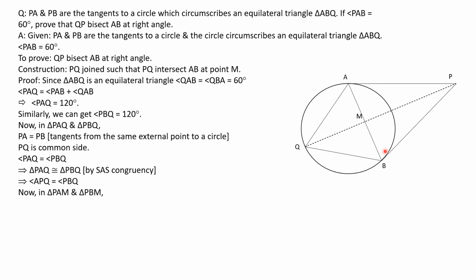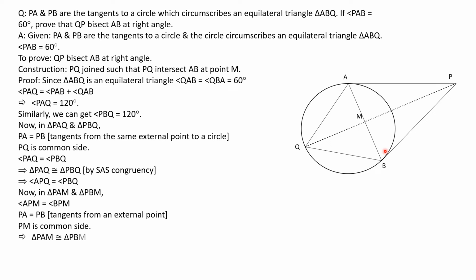Now in triangle PAM and triangle PBM, we have angle APM equals angle BPM, PA equals PB because tangents from an external point, and PM is a common side. So triangle PAM is congruent to triangle PBM by SAS congruency. This implies AM equals BM, and angle AMP equals angle BMP.